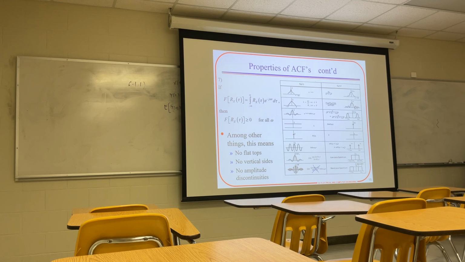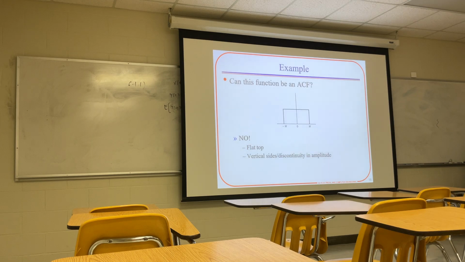Okay. Now these are just Fourier transform properties, and I think most of you have been exposed to Fourier transforms to the point where you realize that a delta function in time goes to something that's constant in frequency, that type of problem. All right, so then he asks, can this be an autocorrelation function? The answer is no. It has both vertical sides and a flat top. A flat peak, I might add. Not any portion, but a flat peak, and that's impossible.